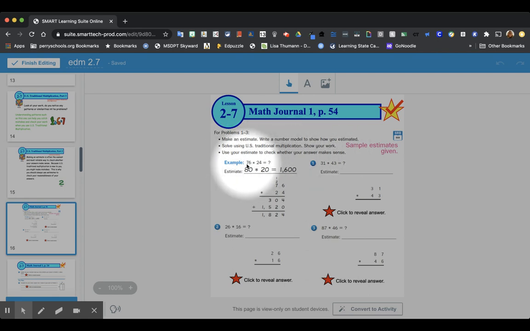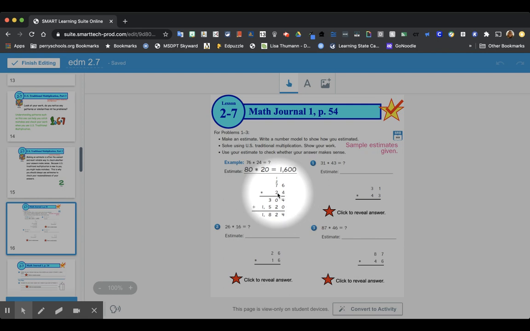So the example is 76 times 24. We're going to estimate 80 times 20 equals 1,600. We rounded 76 to 80 and 24 to 20. We know that 8 times 2 is 16, and then we add on those 2 zeros at the end. Our estimate is 1,600. Take a look at the work right here. They did 6 times 4 was 24. Then 7 times 4 was 28 plus that 2, and we got 304.